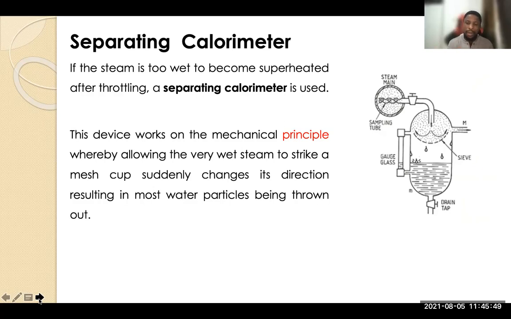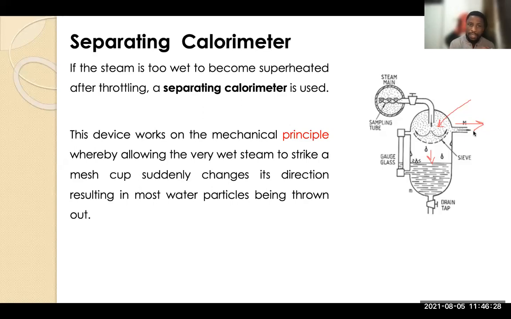So there is a sudden change in the direction, and the steam hits a mesh. So there is a mesh here. Let me get the pen. The steam is coming in from here. There's a sudden change in direction. You can see this arrow, sudden change in direction. It hits this mesh, and as this is happening, the wet part comes down, and we have dry steam going out. So that is the separating calorimeter for you.